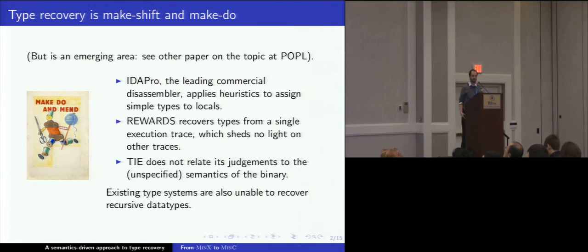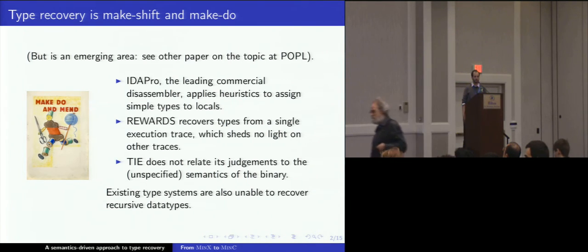So type recovery is an emerging area, and there is another paper here at POPL, which I urge you to go and see tomorrow. But historically, it has been somewhat makeshift and make-do. The leading commercial disassembler, IDA Pro, is able to do some type recovery, but it does this just by applying heuristics to assign simple types to local variables.